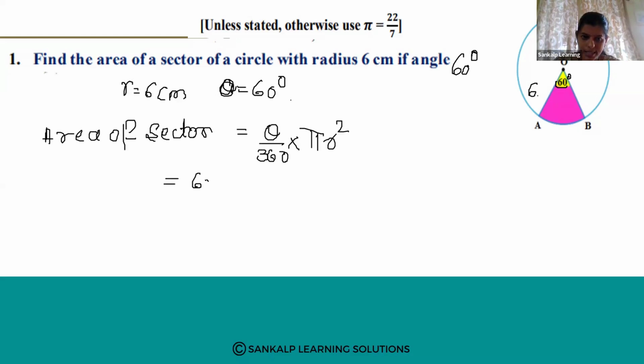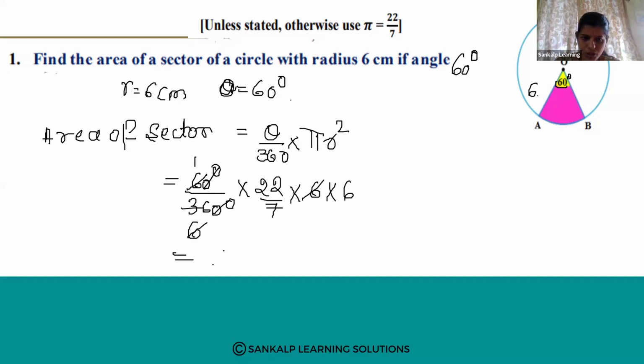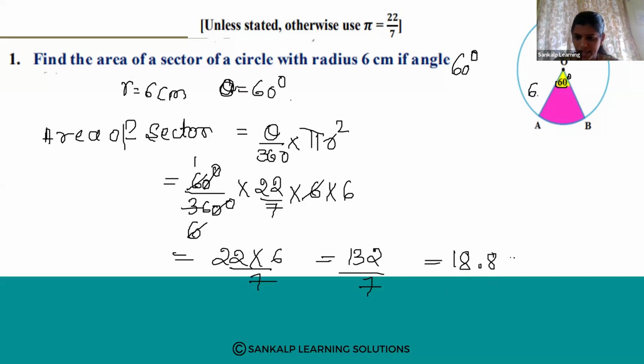So theta is 60 degree divided by 360 degree into pi value is 22 divided by 7 and r is 6 into 6. So 0, 0 will get cancelled. 6 ones are 6, 6 are. So 6 and 6 will get cancelled. So 22 into 6 divided by 7. So what will you get? 22 into 6 means 6 twos are 12. So 6 twos are 12 plus 1, 132 divided by 7. Yes, so 132 divided by 7. 7 ones are 7. So finally you will get 18.8 centimeter square.